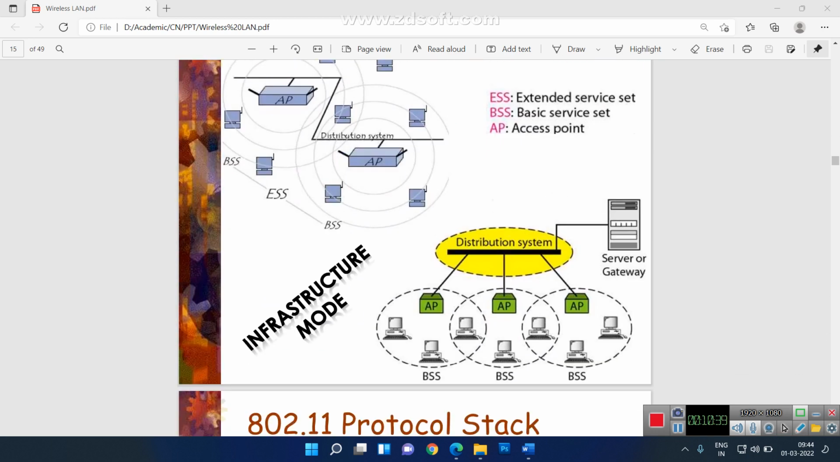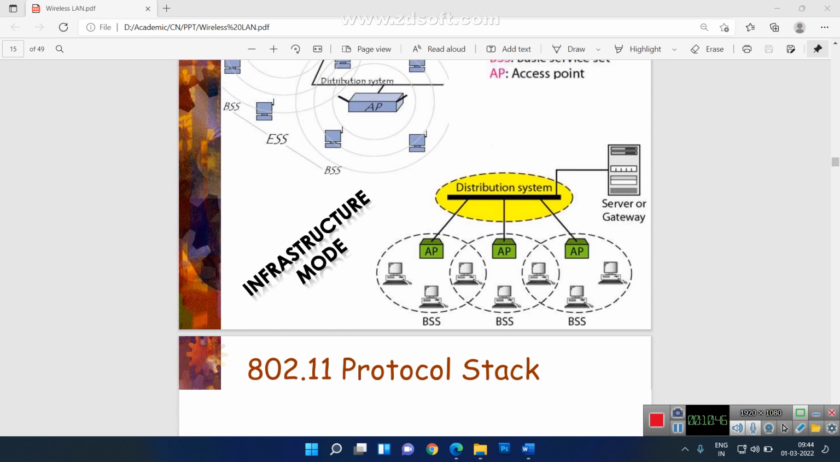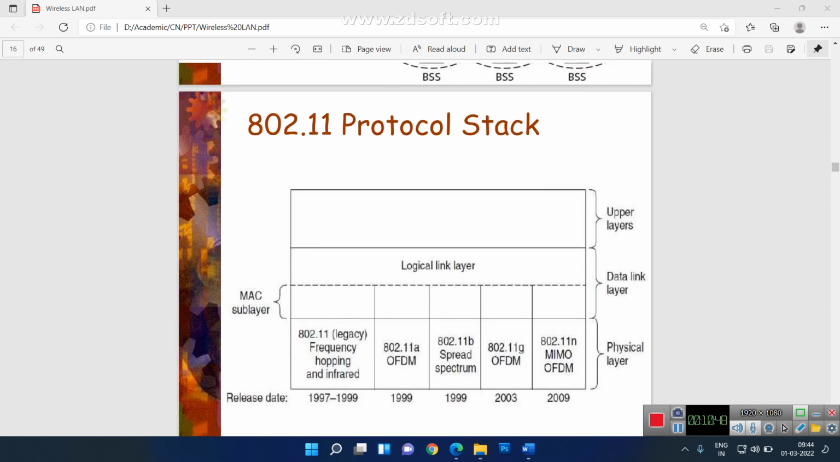Again, they explain about this distributed system and then infrastructure, sorry, ad hoc network. So this is the architecture for the 802.11 protocol stack.